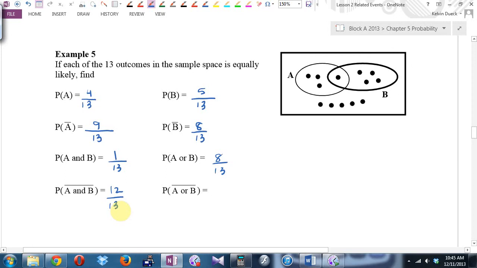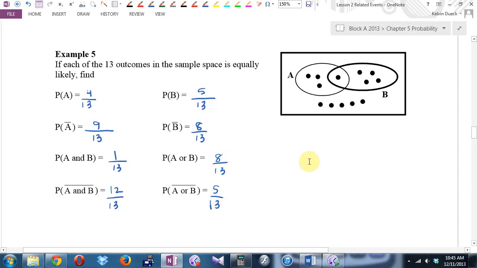Next one is the probability of not A or B. So A or B was how many were in one or the other or both. What's the probability of not that? How many are not in a circle? And you could get there by the complement or by counting. See it, Kevon?